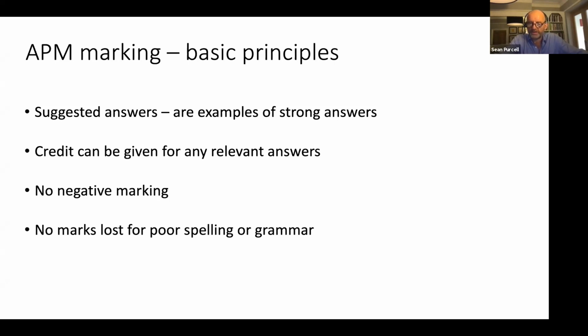Chua, is grammar or spelling mistakes deducted from professional marks? That would mean negative marking, Chua. You don't start off with full professional marks. You have to demonstrate through your answers that you are worthy of professional marks. They're not taken away. There's no negative marking.